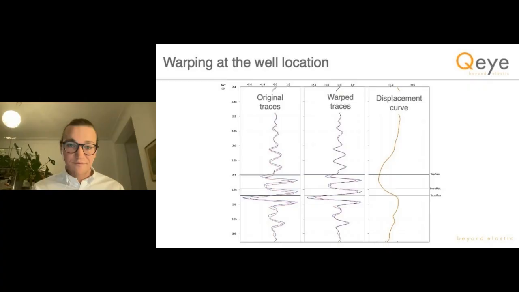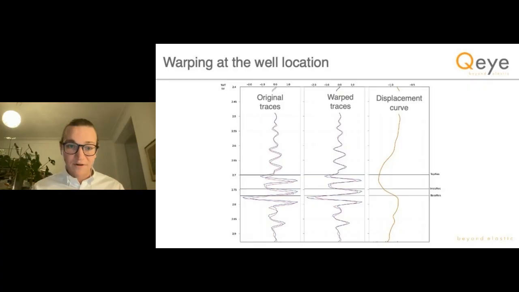So this is an example of what the alignment actually looks like. On the left-hand side, we have the original seismic traces, a baseline and a monitor trace. And you'll notice that at the base of the reservoir, we do have a strong variation in amplitude between the baseline and the monitor. However, we also see a characteristic offset between the 2 traces, and that's due to the fact that the 2-way travel time has changed because of the production effects.